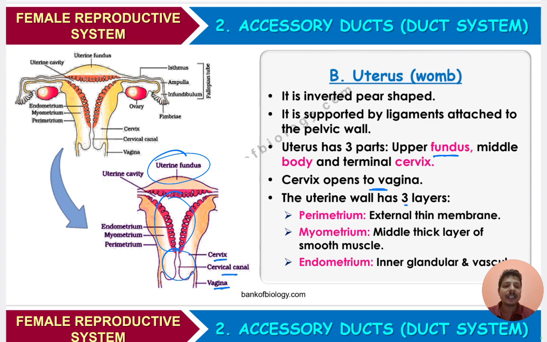The uterine wall has three layers. The outer perimetrium, an external thin membrane. Next, the myometrium, a middle thick layer made up of smooth muscle, and the last one is the endometrium, the inner glandular and vascular layer.